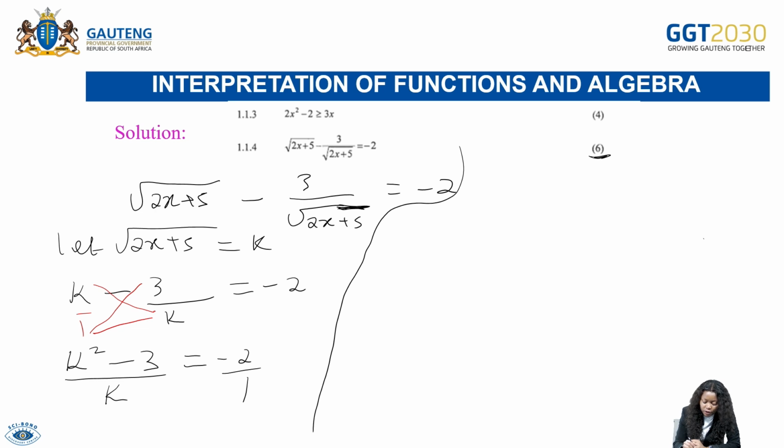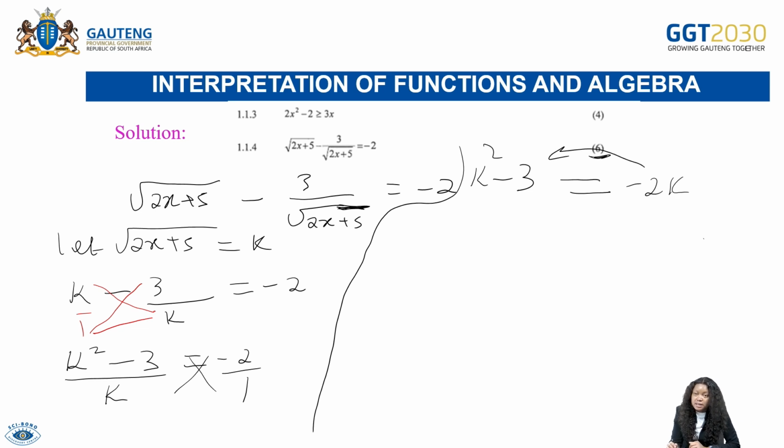You've got a fraction, so you cross multiply. So k squared minus 3 times 1, you'll get k squared minus 3. It is equal to negative 2 times the k, you'll get negative 2k. Then I take the negative 2 to the side, it changes the sign to be positive. So I'll get k squared plus 2k minus 3 equals 0.